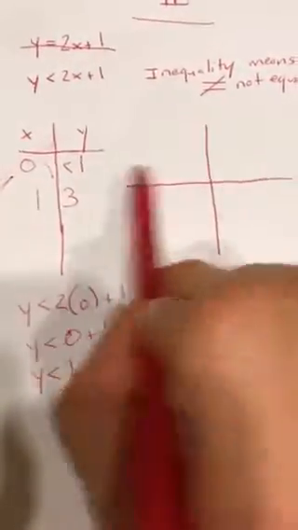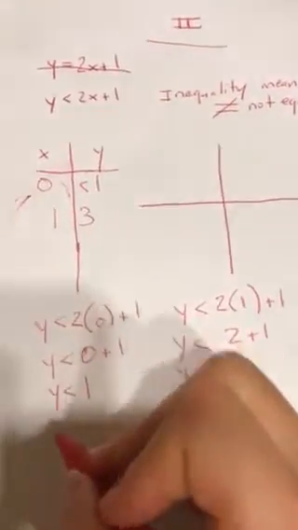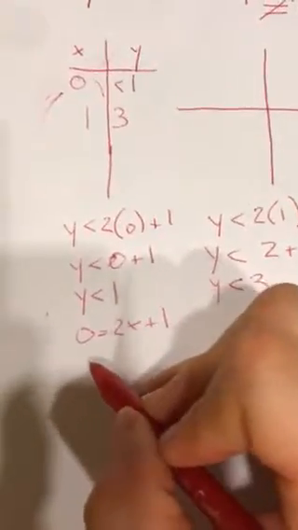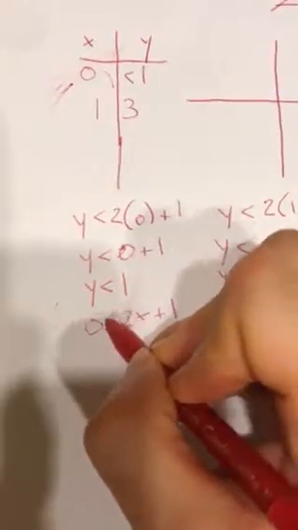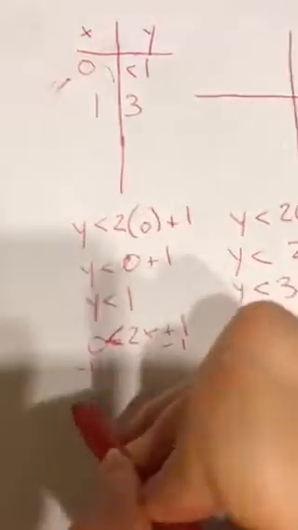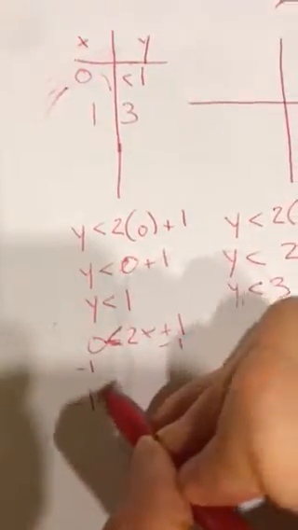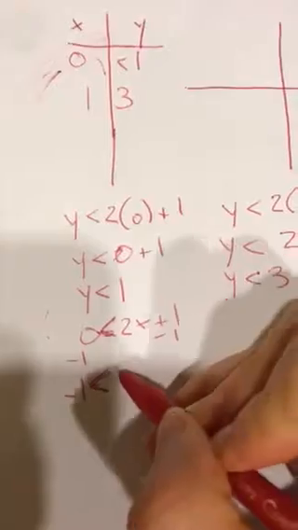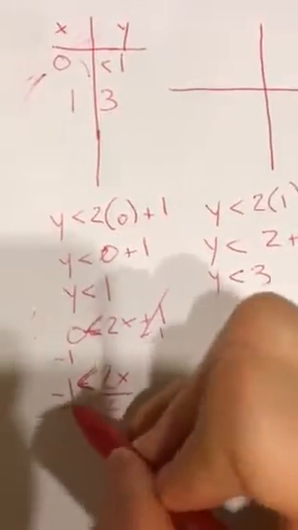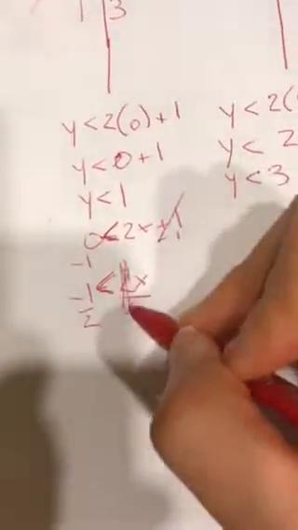Let's do the x-intercept. At the x-intercept, y is equal to 0, so we could even do it that way. 0 is equal to 2x plus 1. Okay, I'm sorry, I'm not doing equal to. You should have said that. Good for you! Minus 1, negative 1 is less than 2x. Those cancel. So whenever y is equal to 0, those cancel.